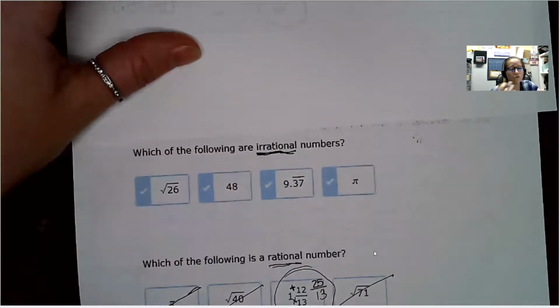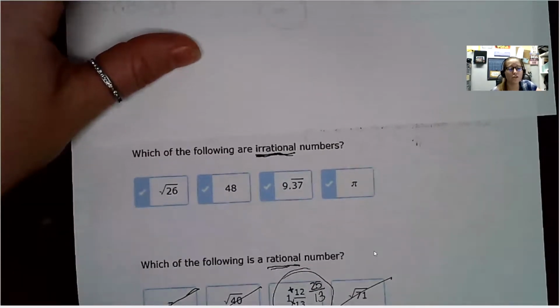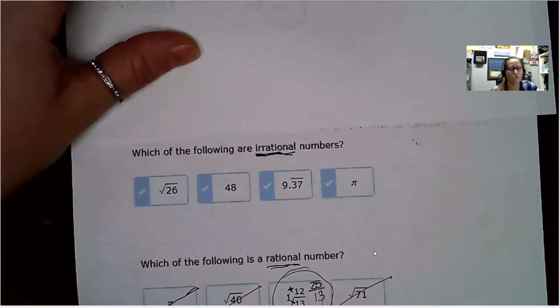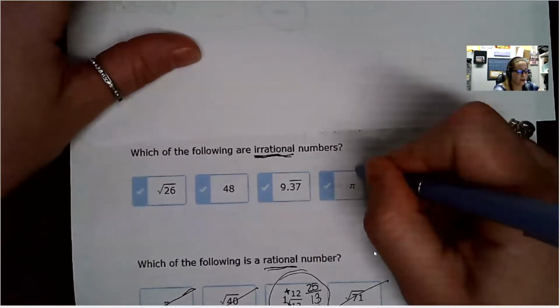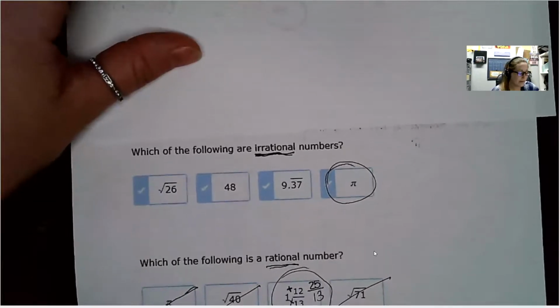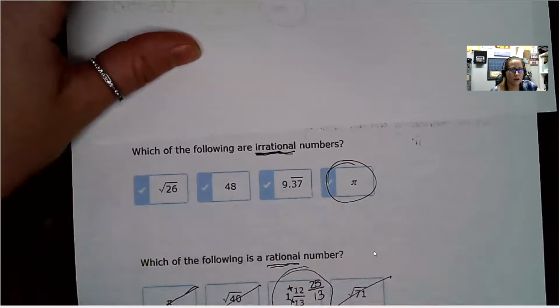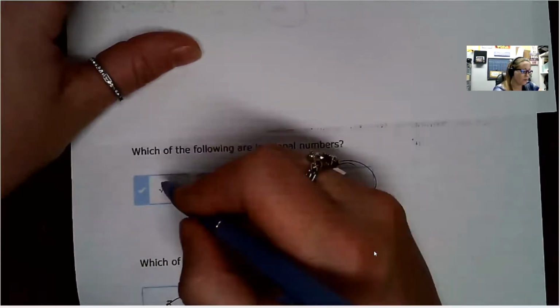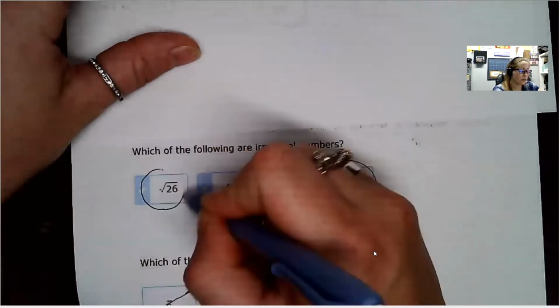Okay, so again, you're going to do the same thing we were doing before, but now you're going to check all of them and you might have more than one choice. We know that pi is irrational, so we can just go ahead and click that one. Now we look at the square root of 26. We know that 26 is not going to give us that perfect whole number, so we know that this is going to be irrational.